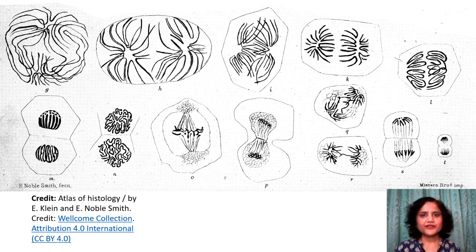Early biologists used simple light microscopy and they could observe chromosomes inside cells, and with those simple tools they could also depict and draw the various stages of mitosis that were fairly accurate, which is shown here from the Atlas of Histology.